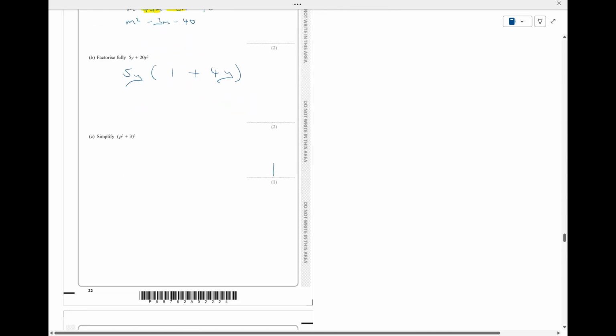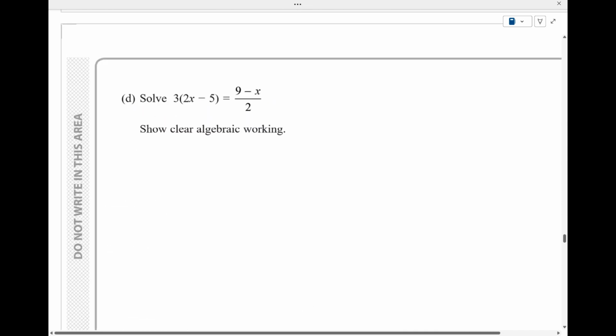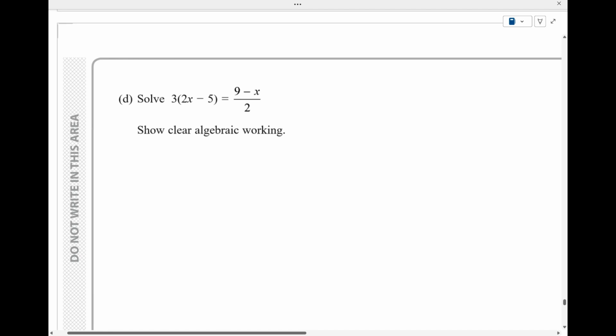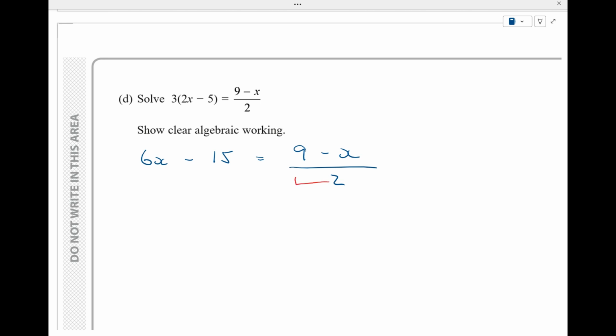And then the last part of this question, I've got this equation to solve. I'm going to expand that bracket first. 6x minus 15 equals 9 minus x over 2. Now, I'm going to escalate up the 2. Or you might prefer to say multiply both sides by 2. Got to times everything by 2. So that's going to give me 12x minus 30 equals 9 minus x.